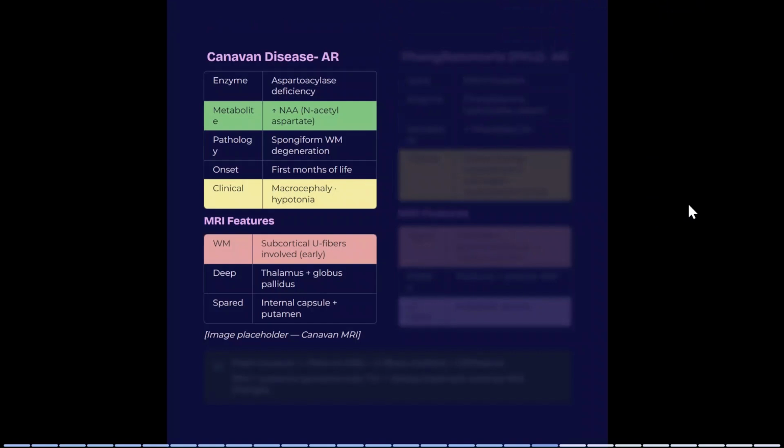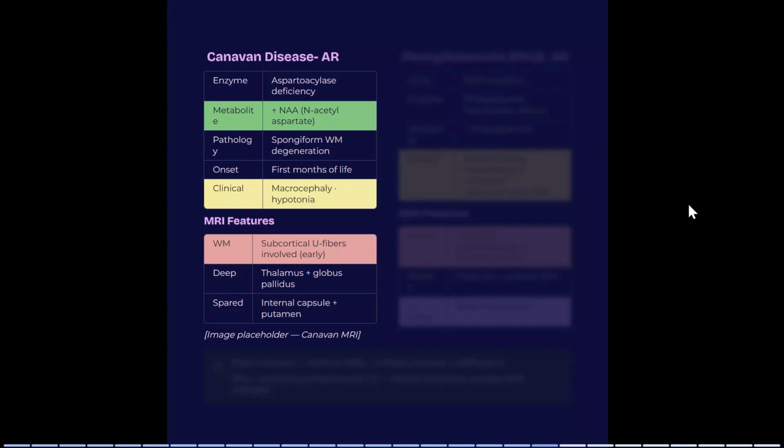So what happens in Canavan? It is basically due to a metabolite, NAA, N-acetyl aspartate, accumulation, because the enzyme that is needed to break down NAA is deficient. And what it does is make the white matter spongiform. So white matter is degenerated and spongiform. It mostly is seen in the first months of life, and the patient will have macrocephaly, hypotonia, and it's a bit deadly.